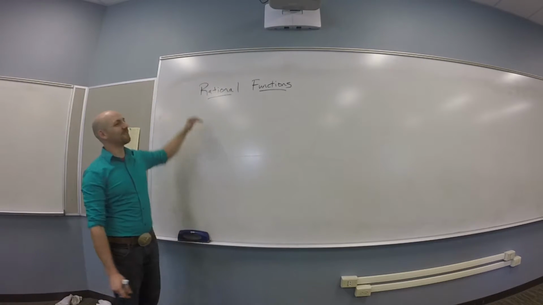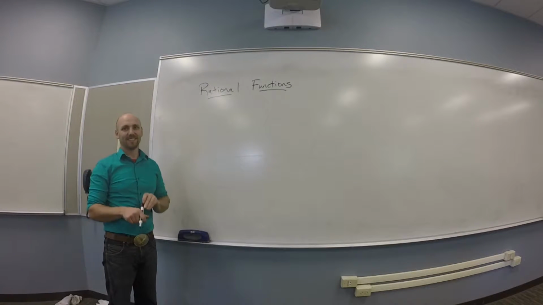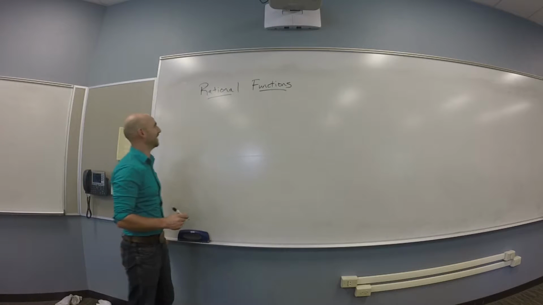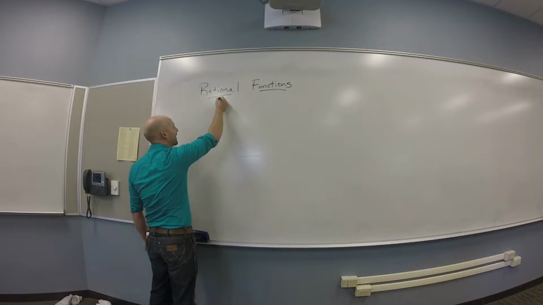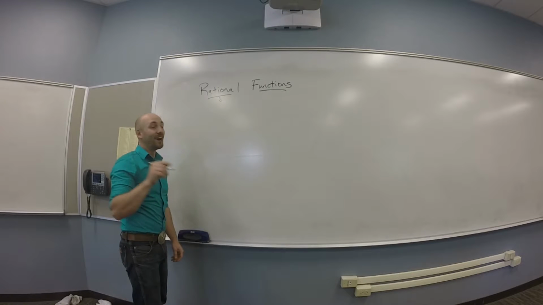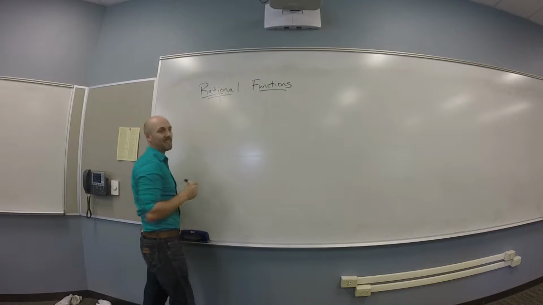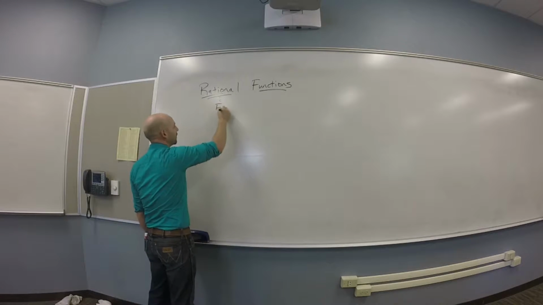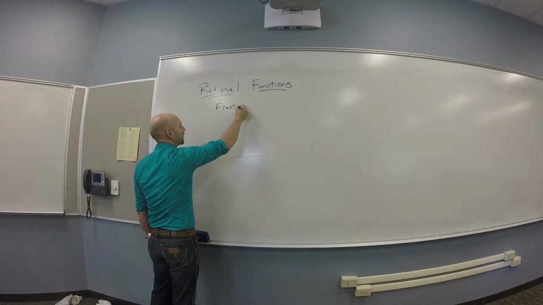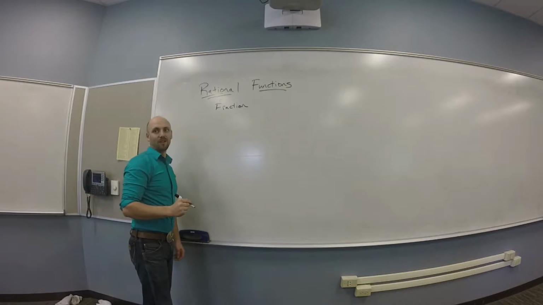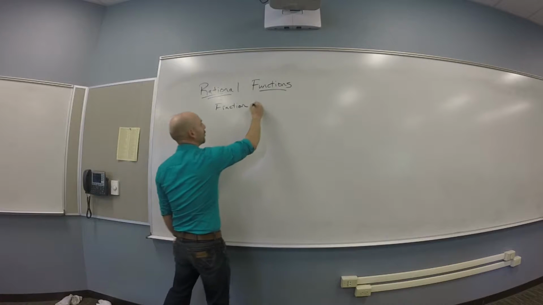All right, so I need to give you guys rational functions. Okay. So, what's a rational function? It's a ratio. Good. It's primarily a ratio. So it's a fraction, kind of. So an example would be 1/x.